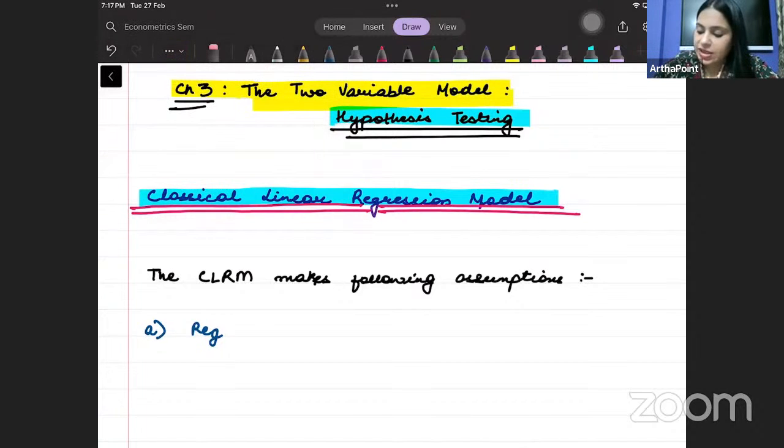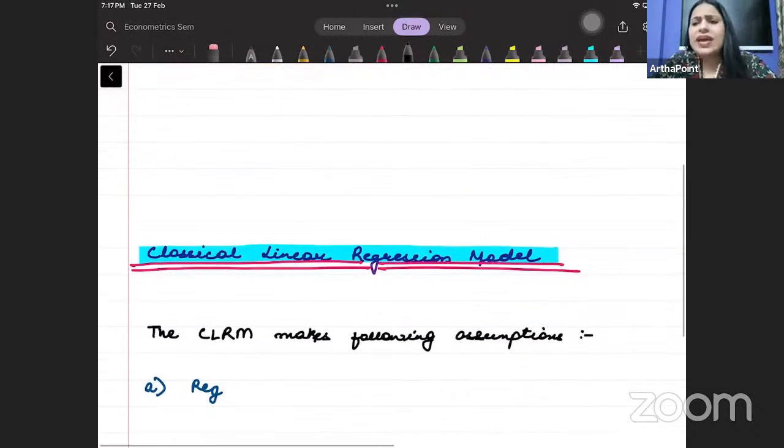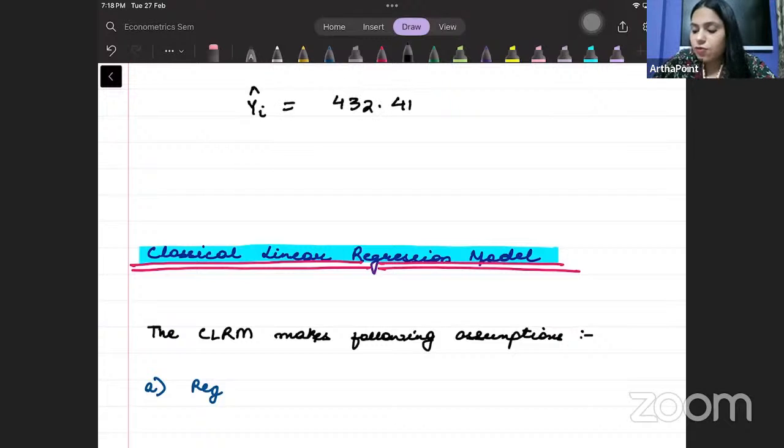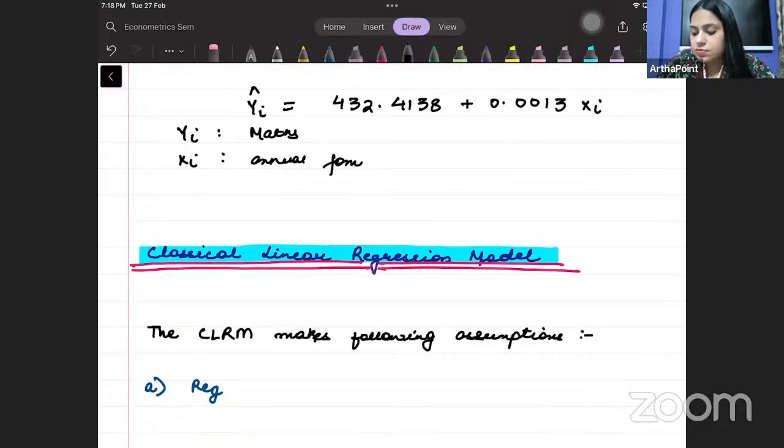Suppose I give you some regression equation. I've made this: yi hat is equal to 432.4138 plus 0.0013 xi. Right, beta? I tell you that yi is the score obtained by a student, and xi represents the annual family income. This is the relationship I have given you.